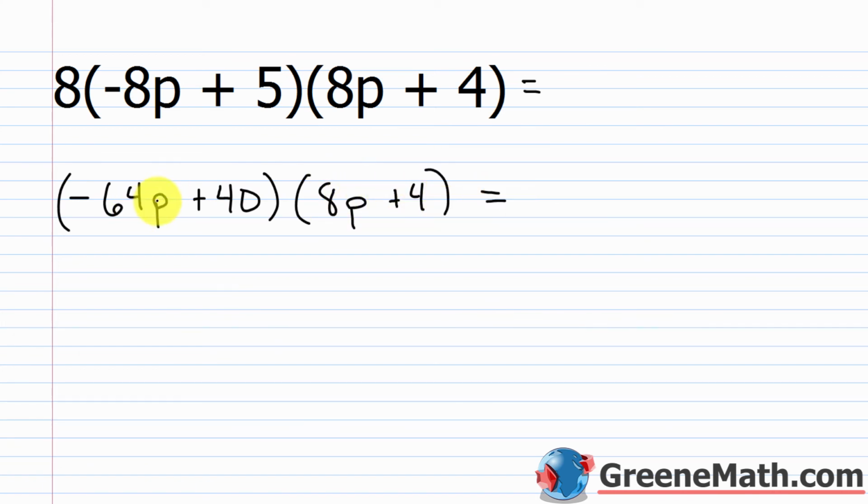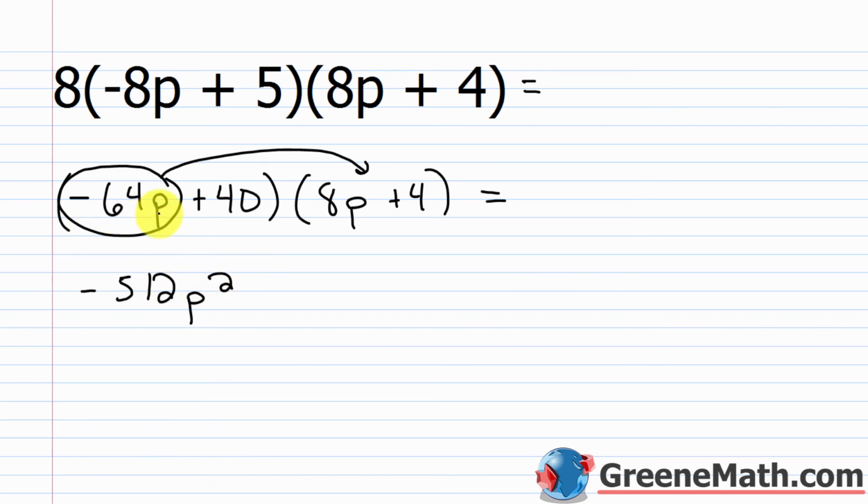So negative 64p is multiplied by this guy, and this is going to multiply by this guy. So negative 64p times 8p. What is negative 64 times 8? We know that's negative, and 64 times 8 is 512, so negative 512. P times p is p squared. And then what is negative 64p times 4? Well, again, that's negative, and 64 times 4 is 256.